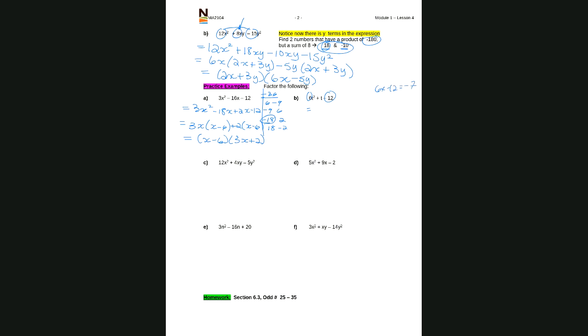Negative 72 is the product, which has a lot of factors, right? Because 2 goes into 72, also 3, 4, and 6 as well. Okay, 9 and 8. Okay, the difference has to be 1. So don't look at the extremities, but look at somewhere in the middle. So 9 and 8 have a difference of 1. The positive has to be on the biggest one. So we rewrite 1t as plus 9t minus 8t.